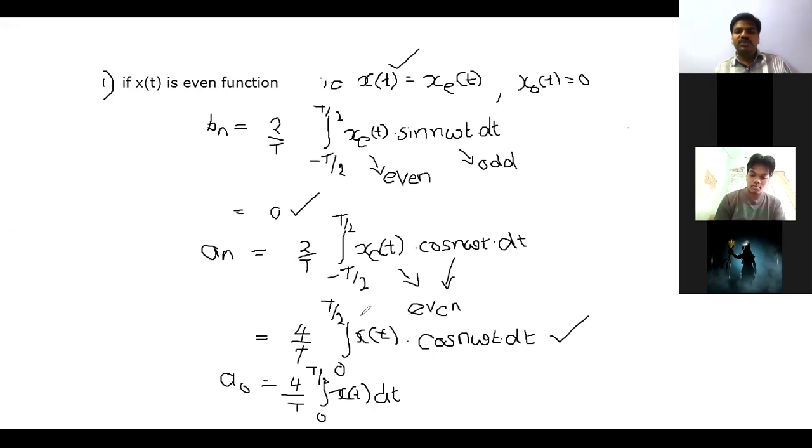You may be asked to write down the answer or show that the Fourier series contains only cosine terms. The question will not mention whether it is an even function or an odd function. You have to first analyze whether x of t is even or odd, based on what the question asks. If x of t is an even function, then you will have only cosine terms. If x of t is an odd function, then we will see which Fourier coefficients are present. So this is case 1.